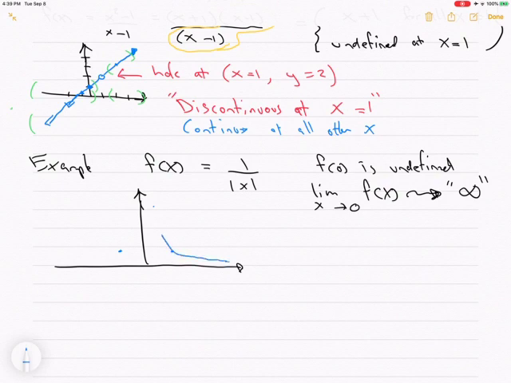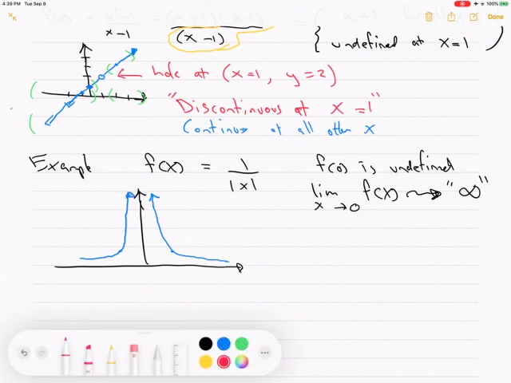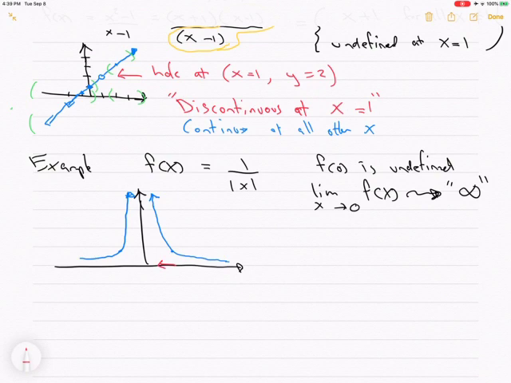And so the graph looks like this thing here. As your x values are getting closer to 0, you see that the height just keeps getting larger and larger. There's no peak to this. It just keeps getting larger and larger.